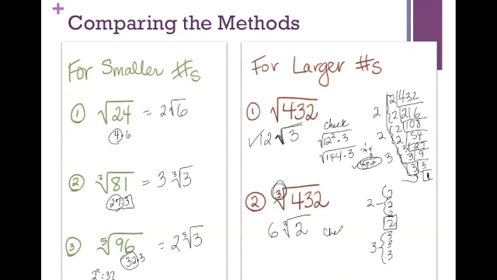Now to check that one, I'm going to put everything back into the radical, but I have to cube the 6 to get it back in. Well, 6 cubed is 6 times 6 is 36, times another 6 is 216, and then if I multiply that times the 2, it is 432, so it checks.